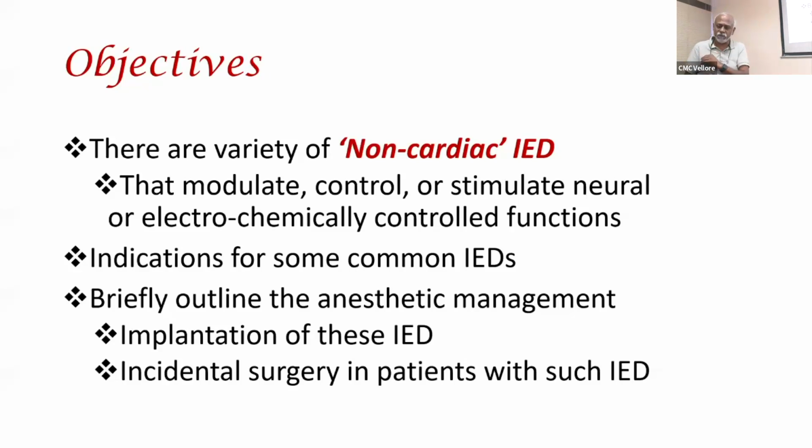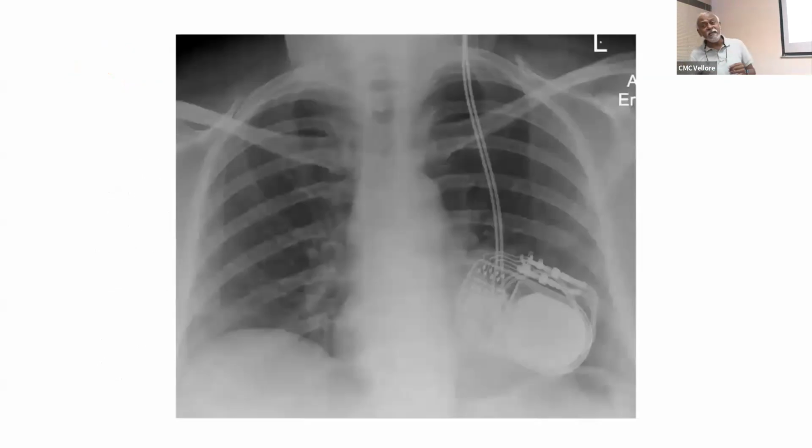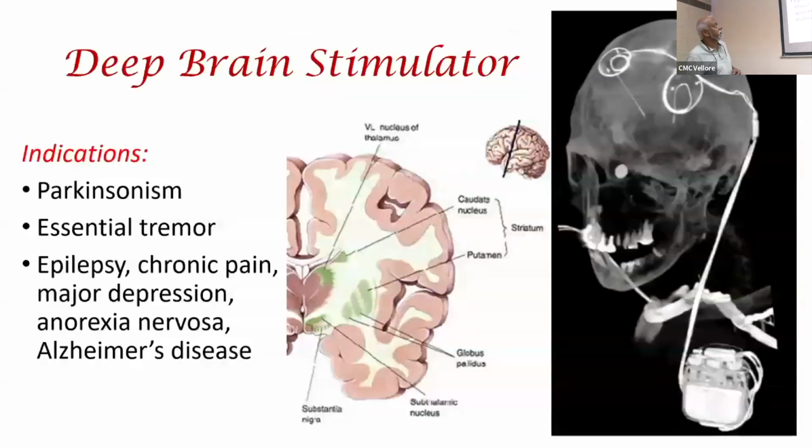Let's look at some of these devices. Any guesses what this could be? Deep brain stimulator. Excellent. This is a deep brain stimulator, and do you know what the indications are? It was started for Parkinson's, but for essential tremors, it is amazing what it does. This indication is expanding to epilepsy, chronic pain, even depression. And of course, they were trying everything for Alzheimer's, and this is also one of those things.